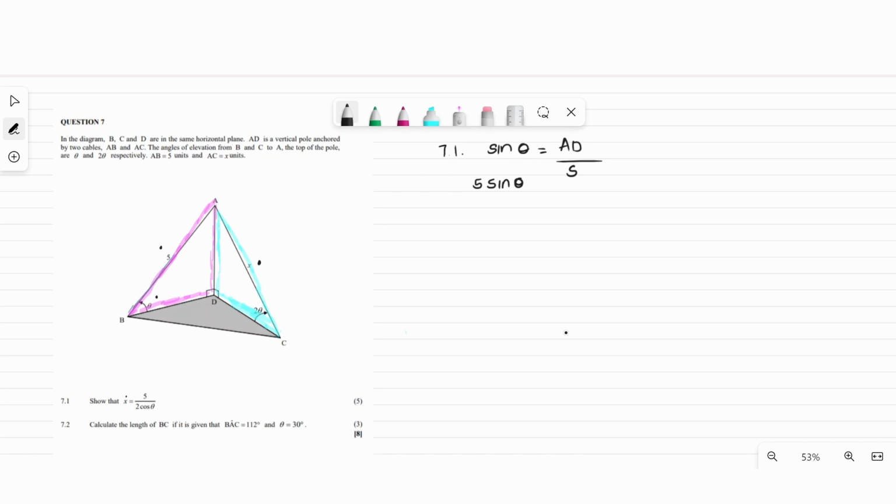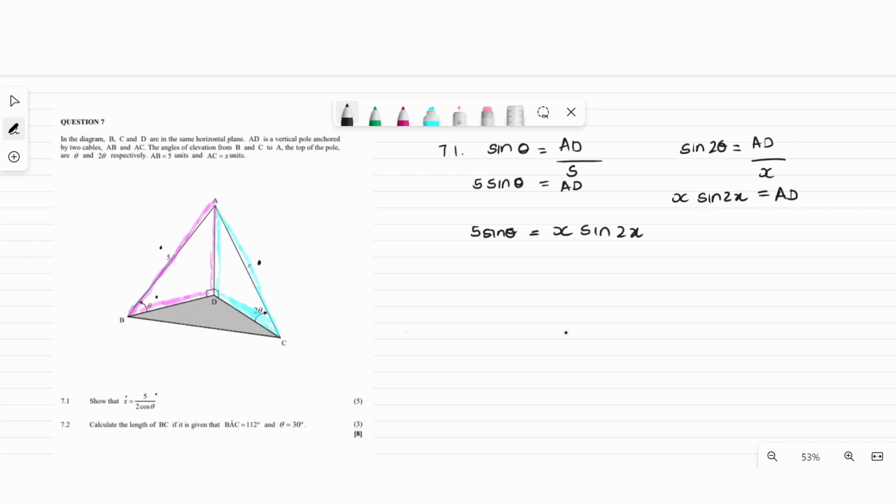Then I'm going to move to the blue triangle. AD is the common side, so it's the opposite. Then I need x, which is the hypotenuse, so sine 2 theta is equal to the opposite, which is AD, divided by x. Make AD the subject of the formula, so x sine 2 theta is equal to AD. Equate AD and AD, so 5 sine theta is equal to x sine 2 theta.